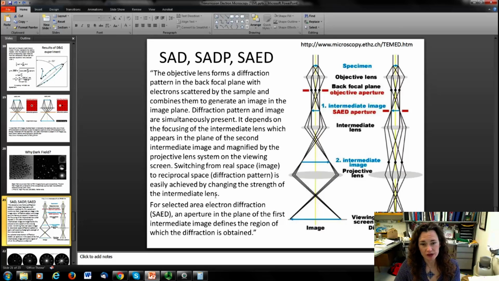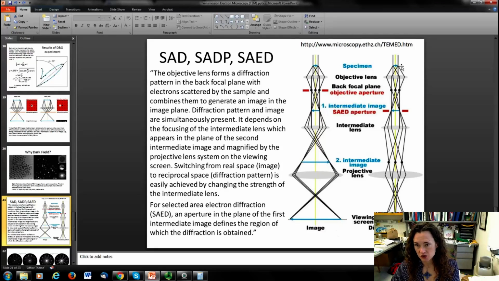So this really makes more sense by looking at this picture here. Here's your specimen. It passes through the specimen and then goes through an objective lens. You have your aperture here, and then it passes through an intermediate lens and it focuses and forms the dark field image. Fine. Now look here.